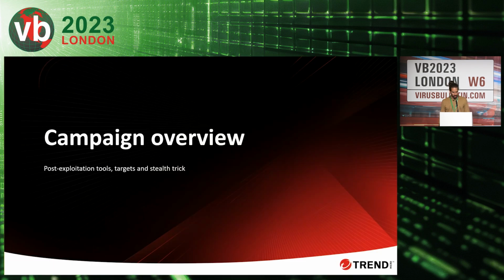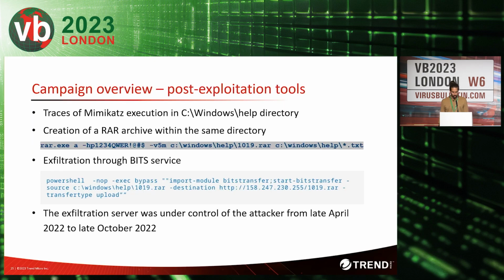So now let's discuss a bit of the campaign, some interesting points that we saw. First of all, the post-exploitation tools that were used. Actually, we found traces of Mimikatz, so very common, in the Windows help directory. So then we noticed there was a RAR archive created within the same directory. So all the TXT files would be added to this archive.